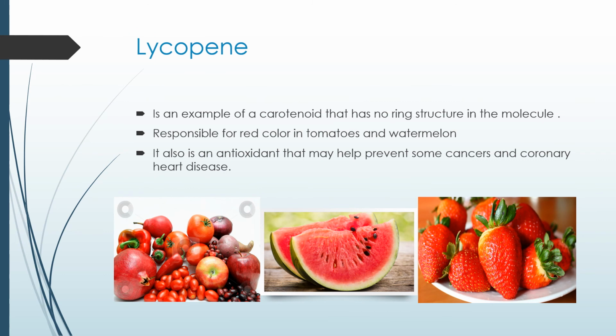Lycopene is an example of a carotenoid that has no ring structure in the molecule. Again, because of the difference in chemical structure, its form changes, which is purely responsible for red color in tomatoes and watermelon. There is no interference of any other color; it will purely reflect red color. And it is also known as an excellent antioxidant which may help in preventing some cancers and coronary heart diseases.